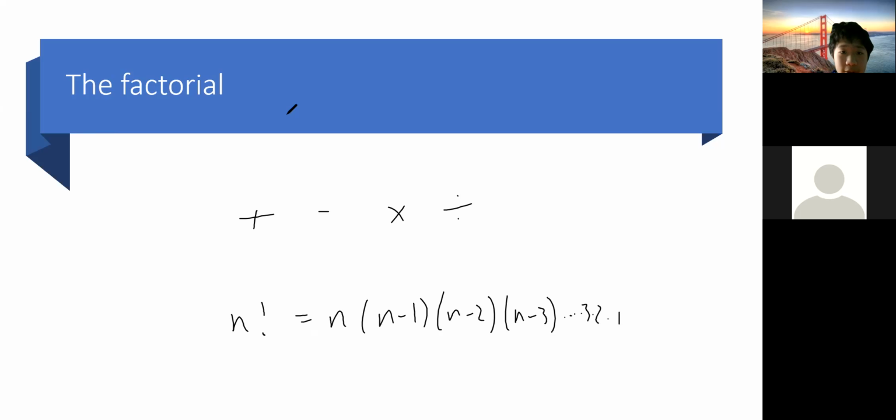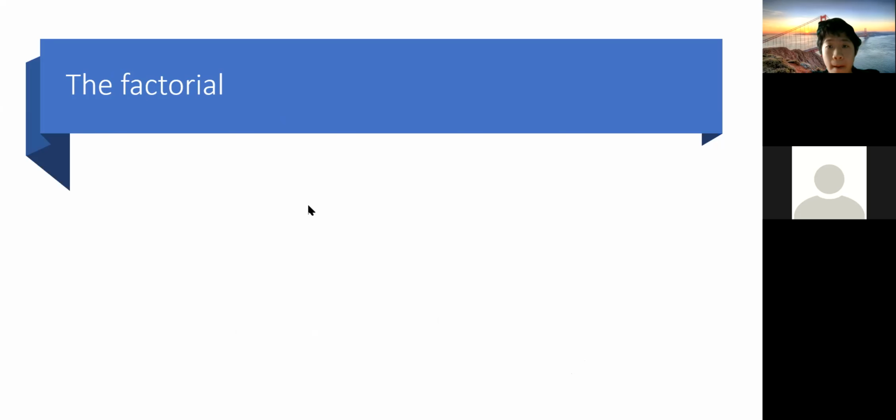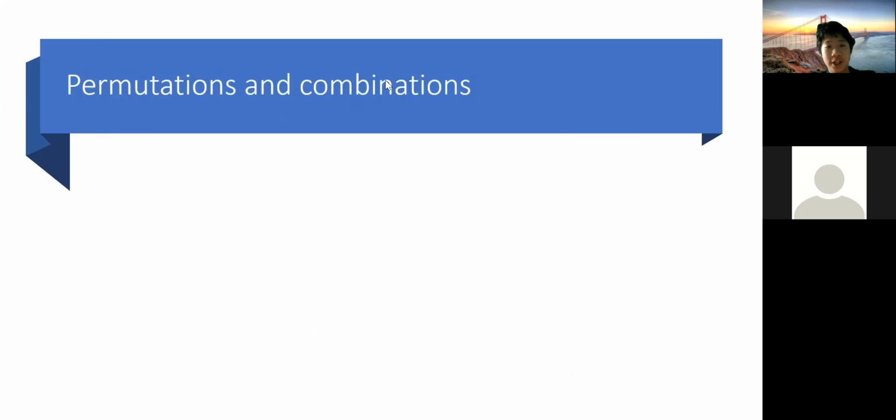So that's the factorial. So for example, if we have 10 factorial, that's 10 times 9 times 8 times 7 times 6 times 5, 4 times 3 times 2 times 1. Okay? So that's the factorial. Any questions about that? So we got to know that before we go on to the next section. All right. So now we're going to go on to permutations and combinations.